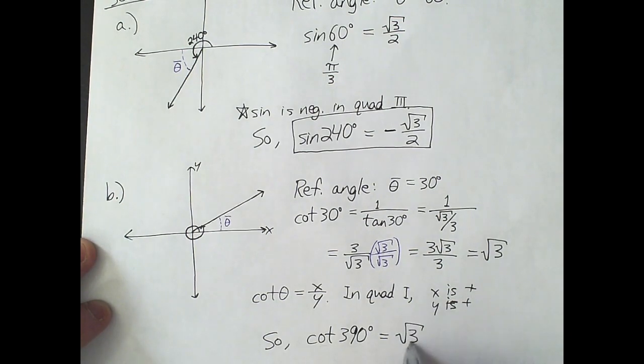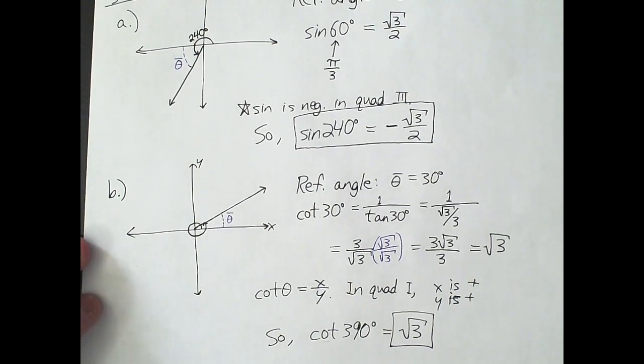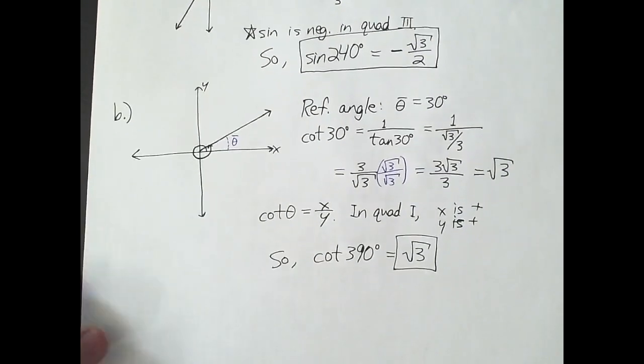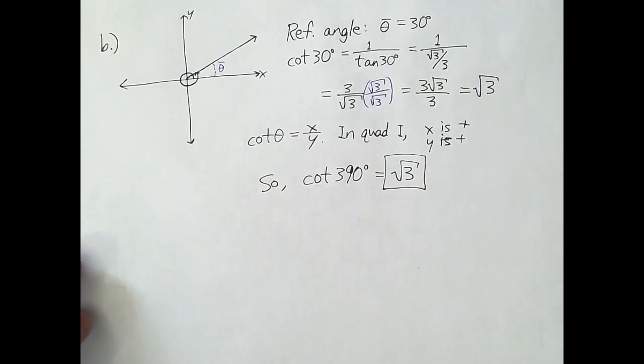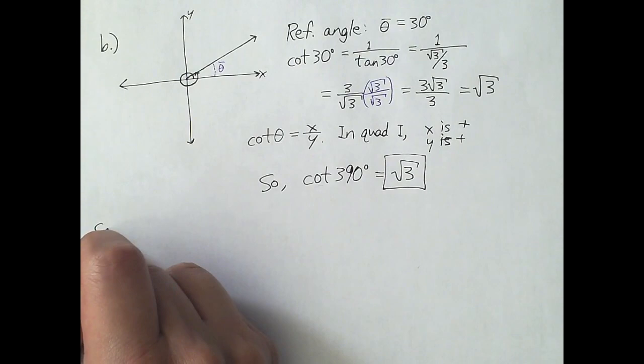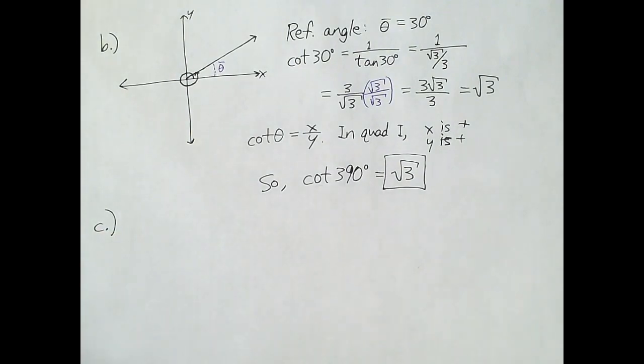So square root of 3. And now I'll put a box around it because we checked. We know that positive is correct. All right, so you can do things like cotangent of 390 degrees.